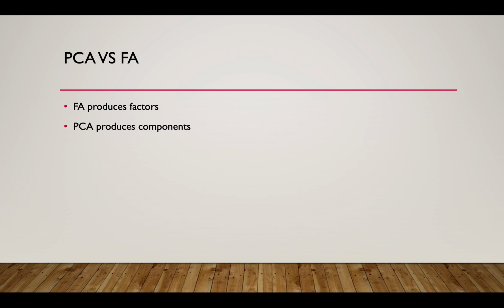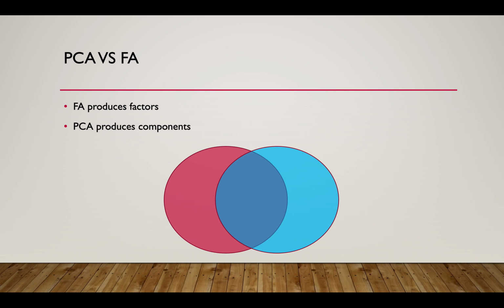Principal components assume that all of the variance is being used. In contrast, factor analysis assumes that only shared variance is being used. So if we look here, we have two items, and each one is composed of a variance of 1, right? 100% of the variance is right here for this one, and 100% right here for the blue one.